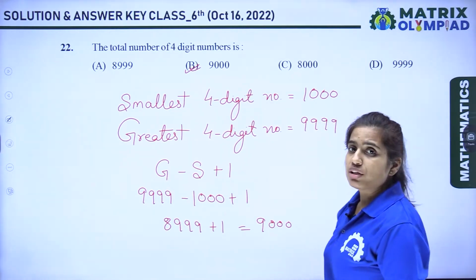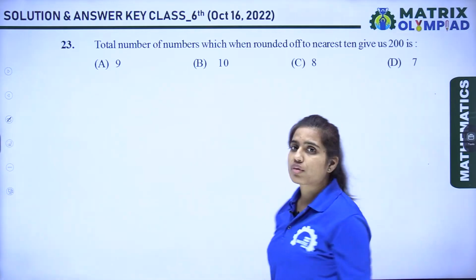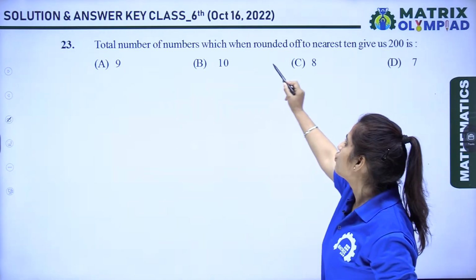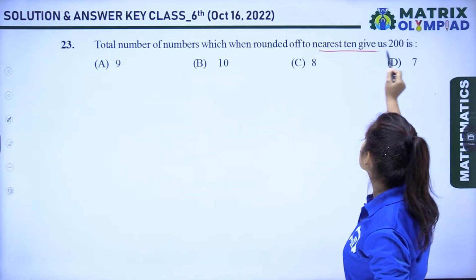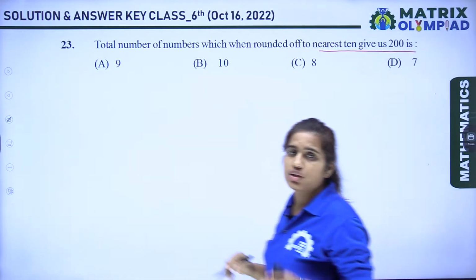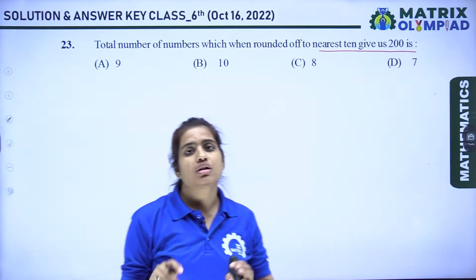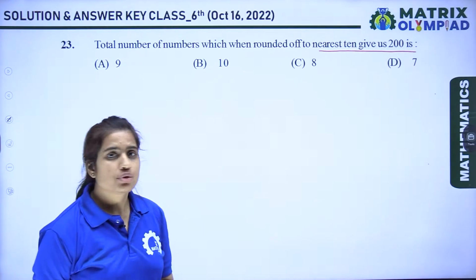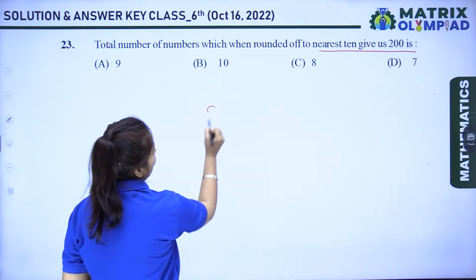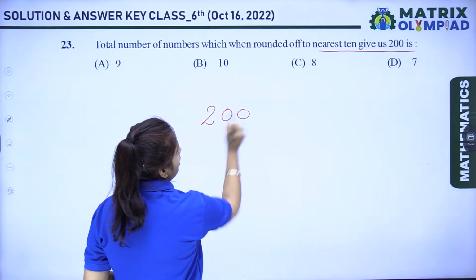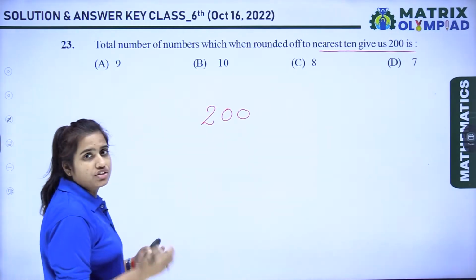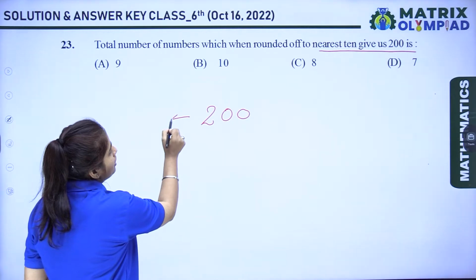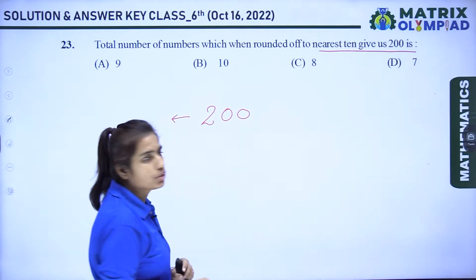Now, let's begin with question number 23. The question is: total number of numbers which when rounded off to nearest 10 gives 200. We have to find out the numbers whose answer after rounding off will become 200. So, our number is 200. Let's check the numbers whose answer after rounding off will give us 200.